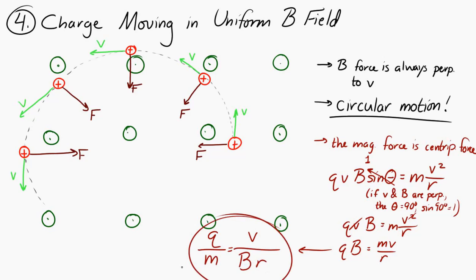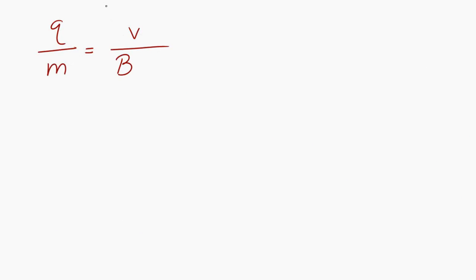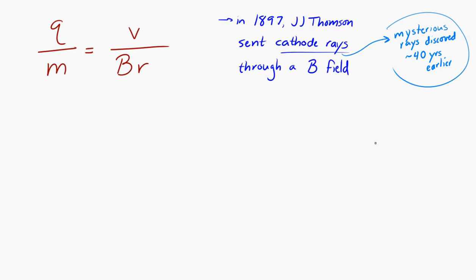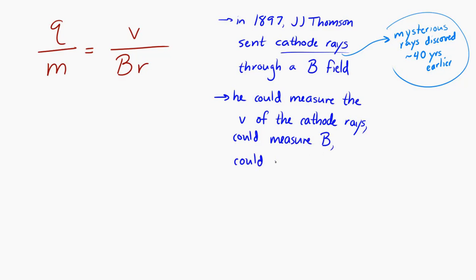Now the reason why that's useful is kind of a historical oddity. In 1897, J.J. Thomson, famous scientist, sent these things called cathode rays through a magnetic field. Cathode rays were these mysterious things. They didn't know exactly what they were, and they had been discovered about 40 years beforehand. So he sends these cathode rays through a magnetic field, and he was able to measure the velocity of the cathode rays, the magnitude of the magnetic field, and the radius of the path that they were traveling through.